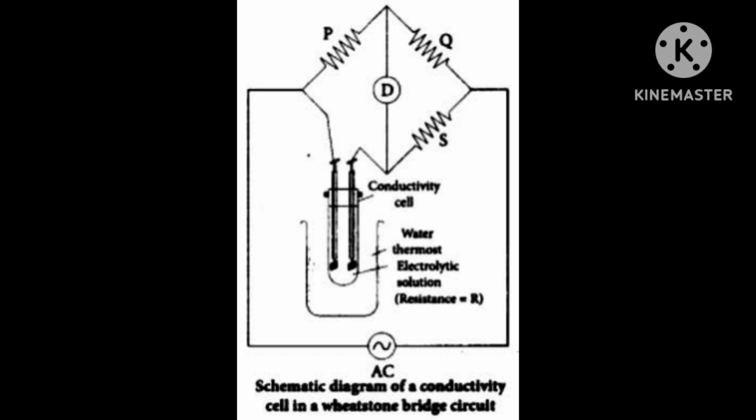I have already discussed that R is equal to rho into L upon A, where R is the resistance, rho is the resistivity, and rho is equal to 1 upon kappa, where kappa is the conductivity. Kappa means conductivity.